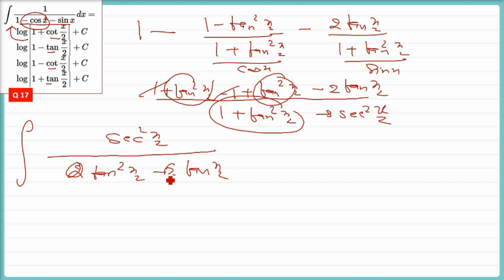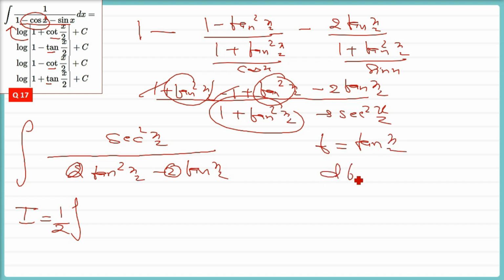Now this 2 can be taken outside and we will directly deal with this tan square x by 2 minus tan x by 2, because we are going to make it a quadratic equation followed by a perfect square. So this 2 I am taking outside. I am taking t equals tan x by 2. So let's take t equals tan x by 2 here.